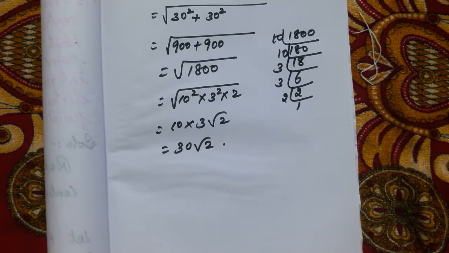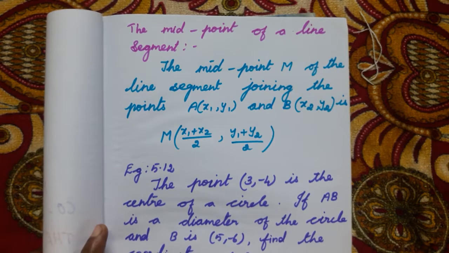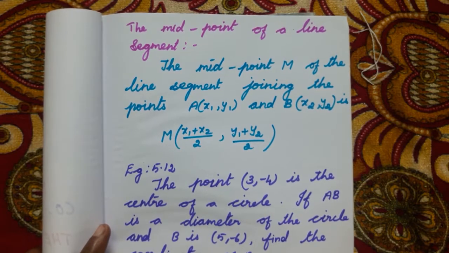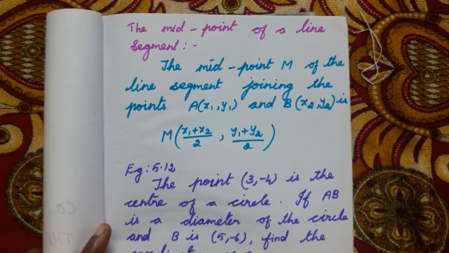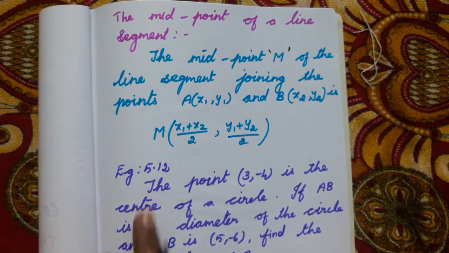If we find AB also we will get 30 root 2. Next BC also we will get 30 root 2. Next CD also we will get 30 root 2. AD also we will get 30 root 2. Clear that? Next, the midpoint of a line segment. The midpoint, we can use the symbol M.